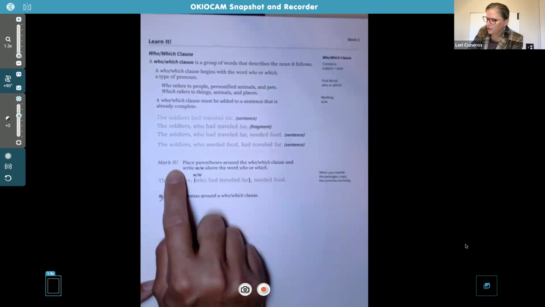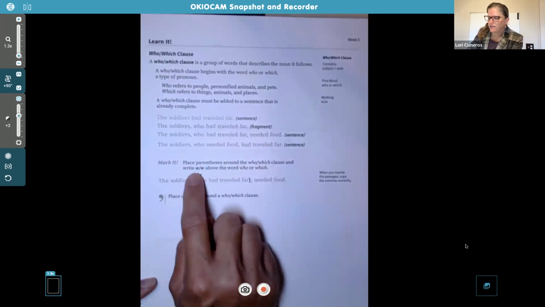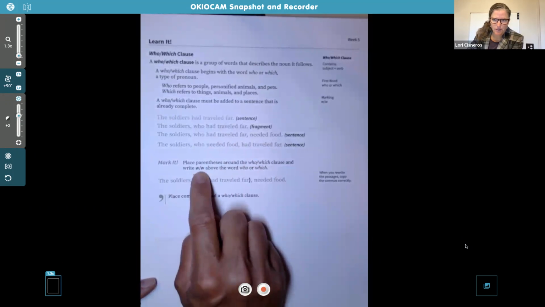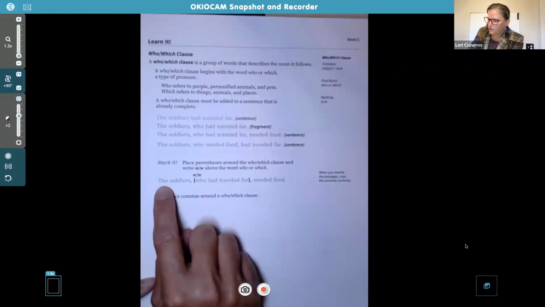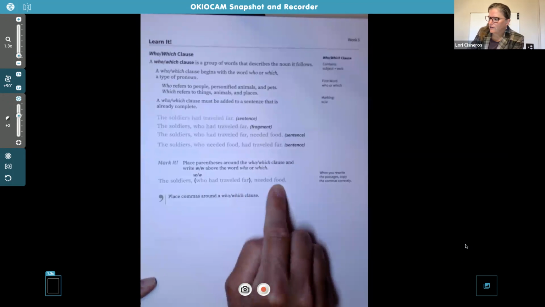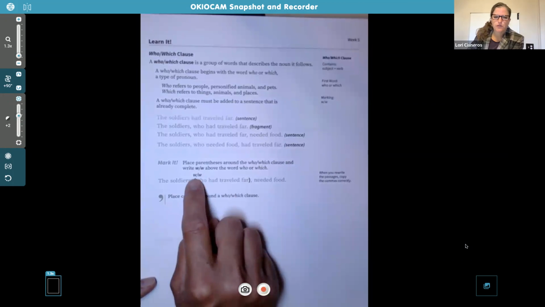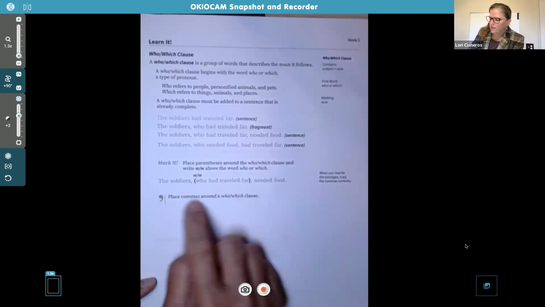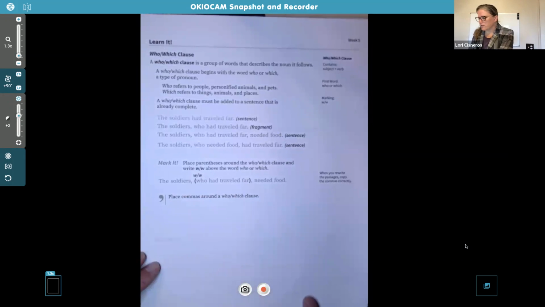Okay? And here we're going to practice mark it, place parentheses around who, which clause, and write W/W. Obviously the W's stand for who and which. That's how you're going to label that in your homework for your grammar. Above the word who or which. So here's the example of how to mark it. The soldiers who had traveled far needed food. And then you put parentheses around the who, which clause and put W/W right here. And then, like I said earlier, there's always commas around the who, which clause.